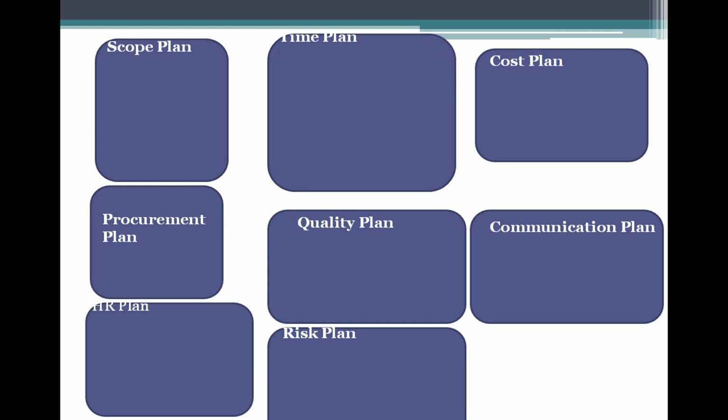The project manager gets the project plan document template, and that template will have one chapter for each knowledge area. So it will have 8 chapters for all these knowledge areas: the scope management plan, time management plan, cost management plan, procurement management plan, quality management plan, communication management plan, human resource management plan, and risk management plan. First he updates the scope management plan.